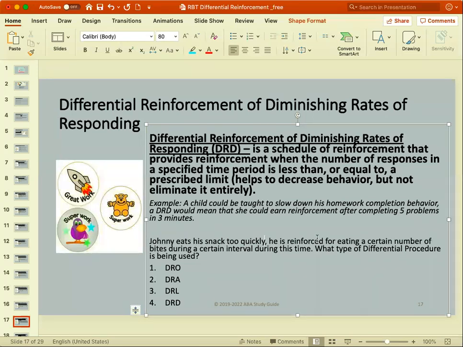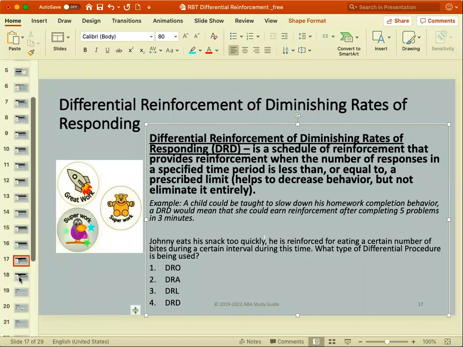So what would that be for Johnny? Is this DRO, DRA, DRL, or DRD? Great, so it is a DRD. So for you students that are maybe looking for the BCBA exam down the road, just remember a DRL and DRD are different, basically in that there's a specified time period. With DRL, you're just trying to lower the rates.